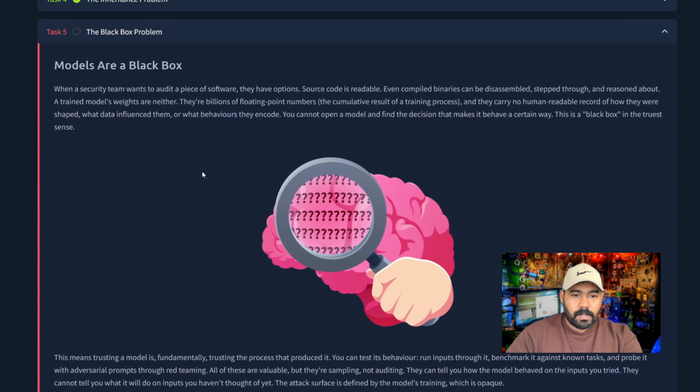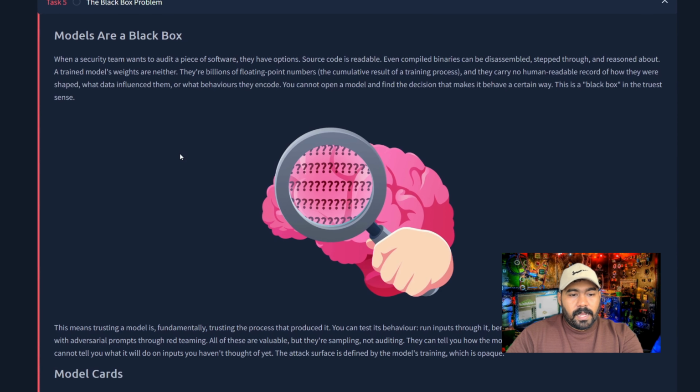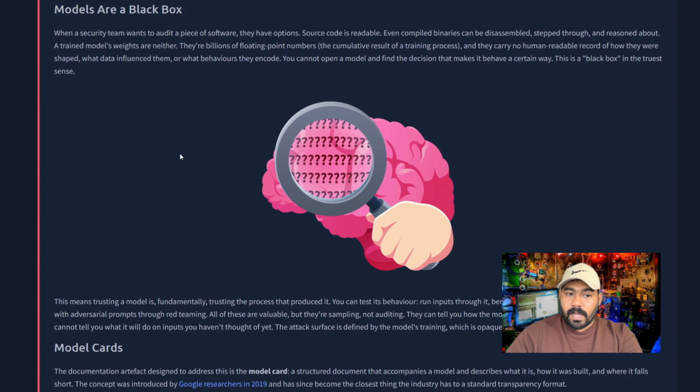Let's look into task number 5, the black box problem. Task 5 is, I think, the last theory task. Models are a black box. It covers why you can't just inspect a model the way you would inspect code.